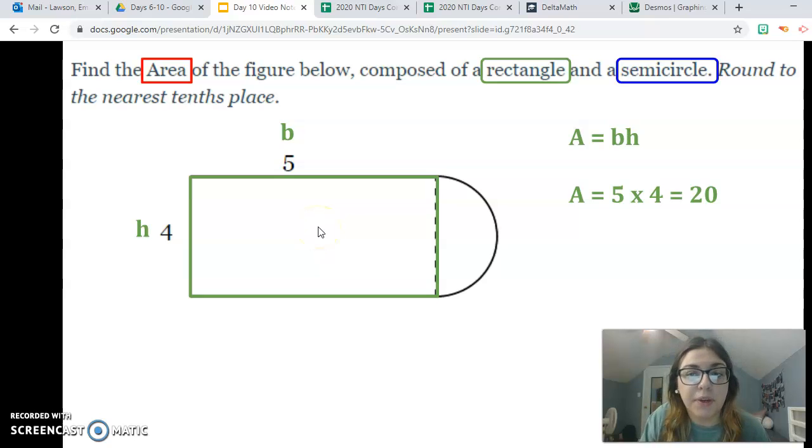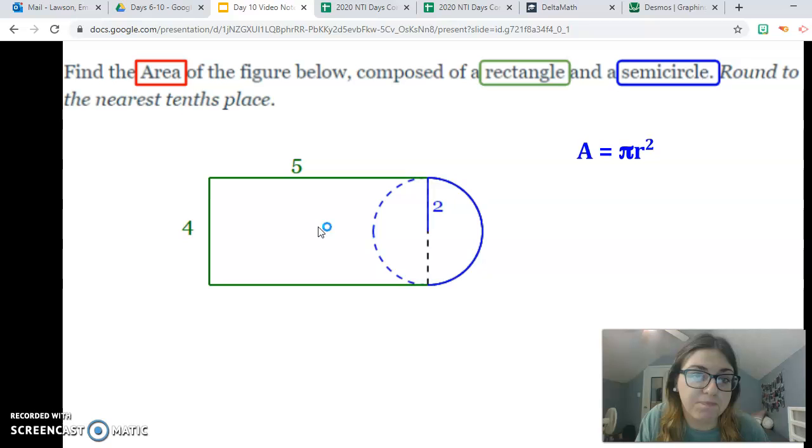Now I have to focus on that semicircle. So here is the entire circle, right? And the area of that circle is pi r squared. And r, don't forget, stands for radius.